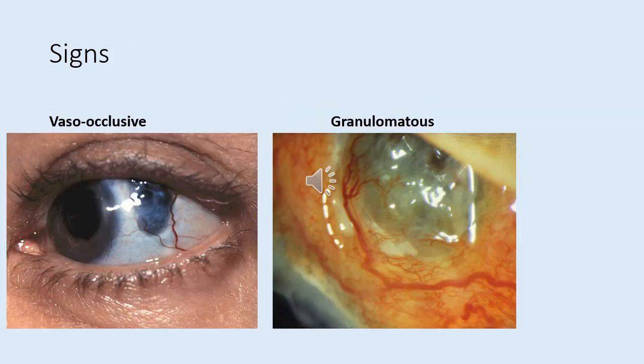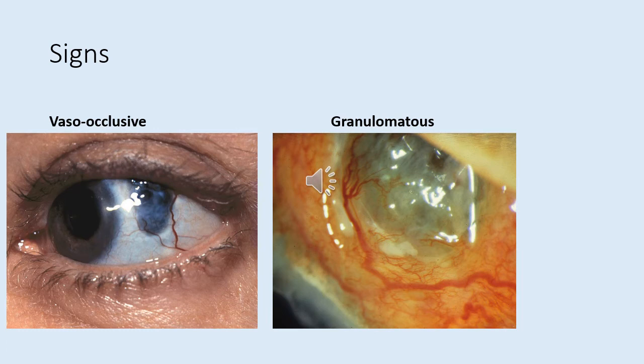On examination, the signs vary according to the following three types of necrotizing scleritis. The vaso-occlusive type is commonly associated with rheumatoid arthritis. Isolated patches of scleral edema with overlying non-perfused episclera and conjunctiva are seen, as in the photo on the left side. There is vaso-occlusion. It is apparent that the blood vessel is occluded at this area with necrosis.